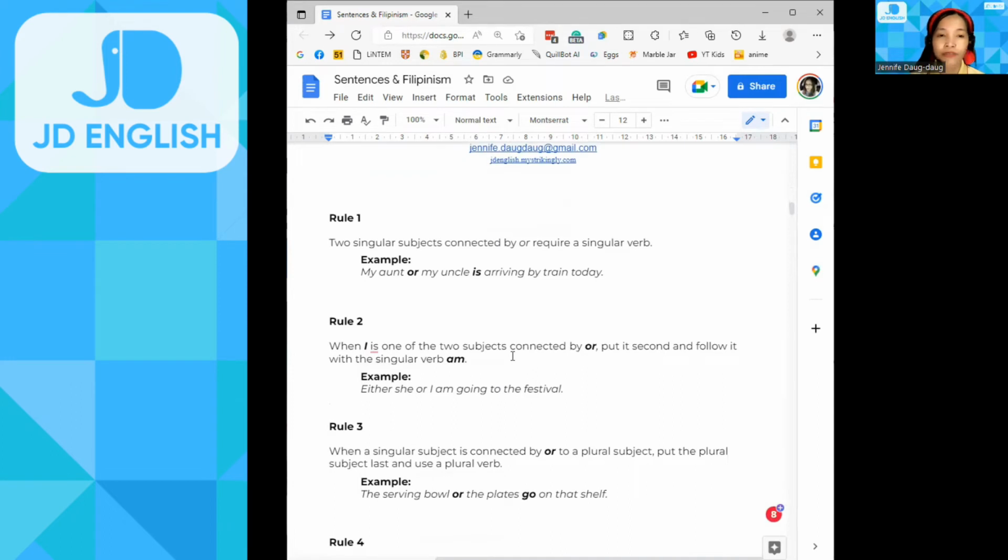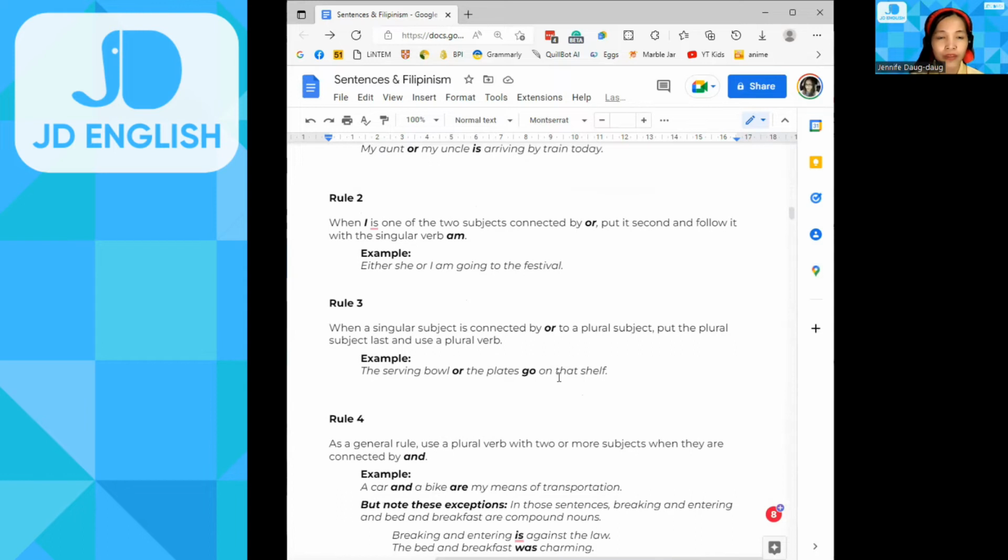Now let's have the subject verb agreement and let's talk about rule number one. Rule number one states that two singular subjects connected by or require a singular verb. Example, my aunt or my uncle is arriving by train today. Rule number two, when I is one of the subjects connected by or, put it second and follow it with a singular verb am. So, example, either she or I am going to the festival.